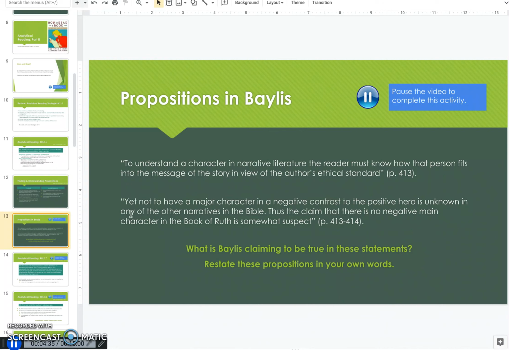All right, here's another proposition. "Yet not to have a major character in a negative contrast to the positive hero is unknown in any of the other narratives in the Bible. Thus, the claim that there is no negative main character in the book of Ruth is somewhat suspect." Okay, so what I want you to do in your worksheet is, what is Baylis claiming to be true in these statements? He's assuming that something's true. And then in your own words, can you restate each of these propositions? How would you word them? So go ahead, pause the video, complete the worksheet, and then come back.